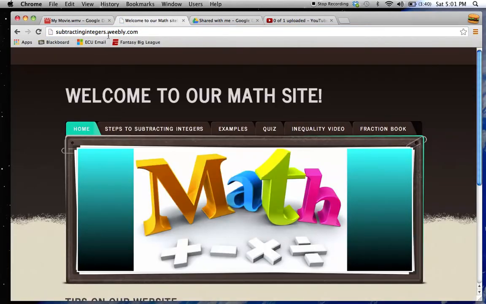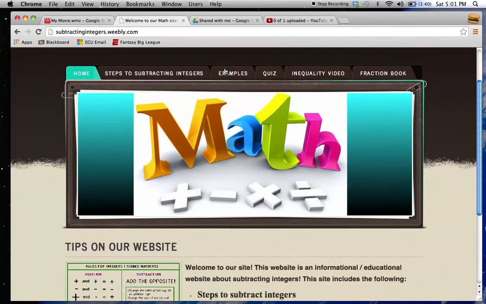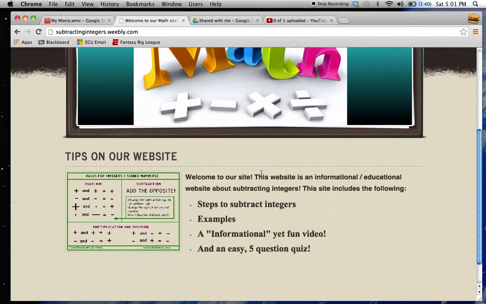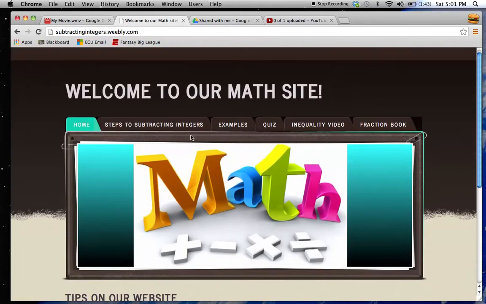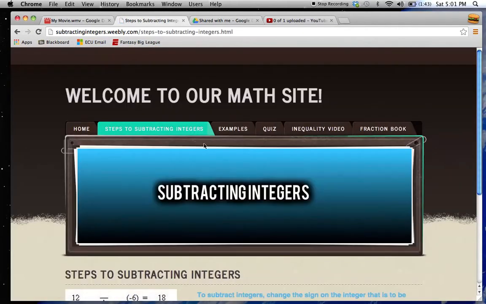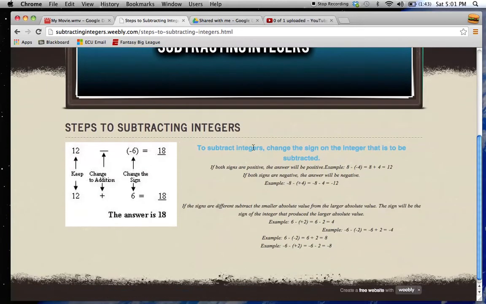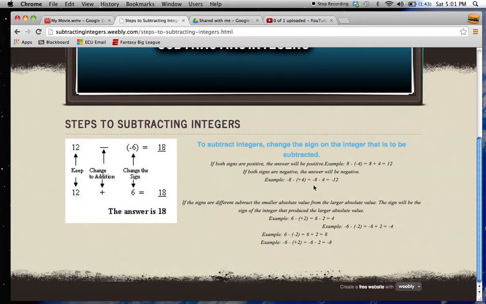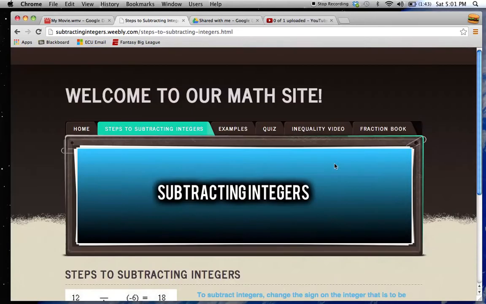It's called subtractingintegers.weebly.com. Welcome to the math site. It explains what the site's about. Steps to subtracting integers. This group had to do theirs on integers. Down here it explains the process of how to get your answer.